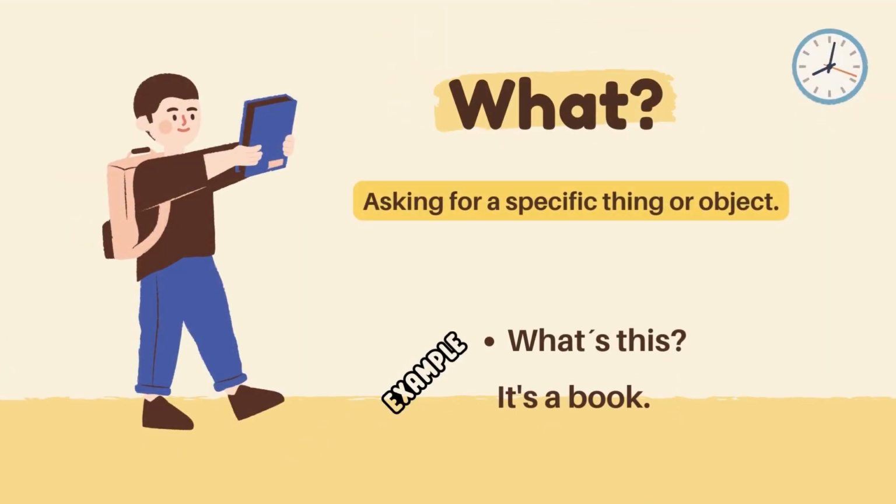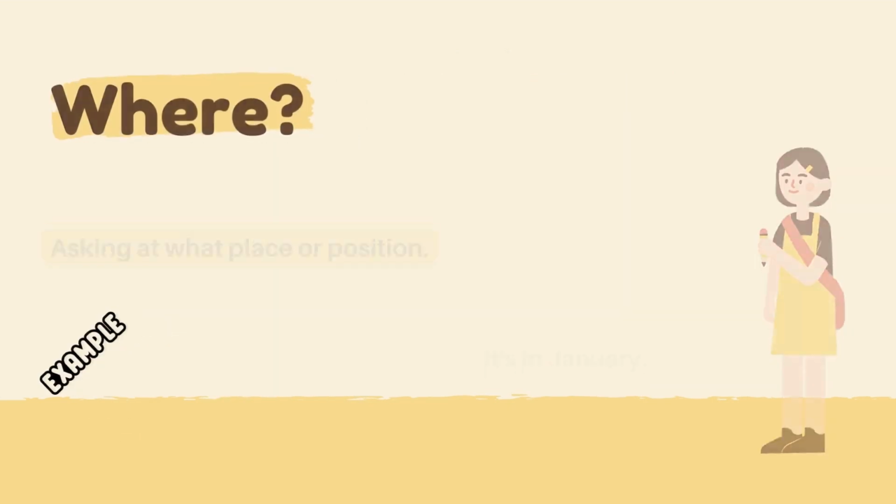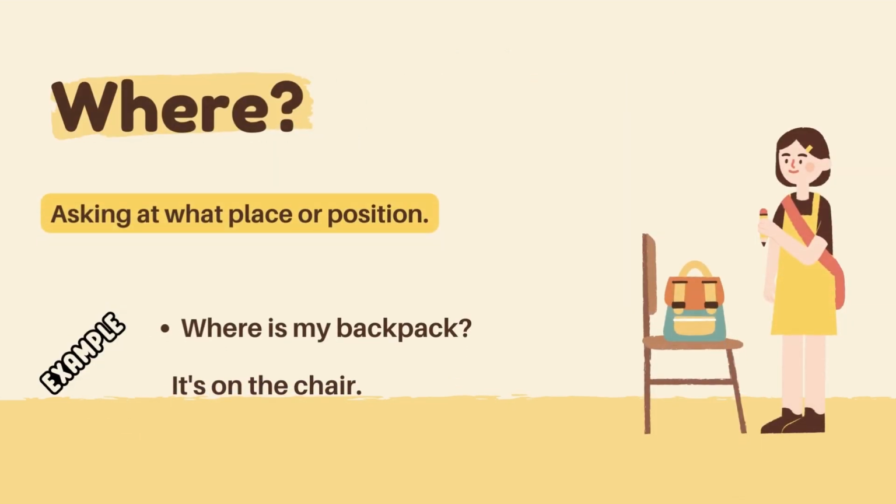We use the question word what for asking a specific thing or object. For example, what's this? It's a book. We use the question word when for asking about time, occasion, moment. For example, when's your birthday? It's in January.